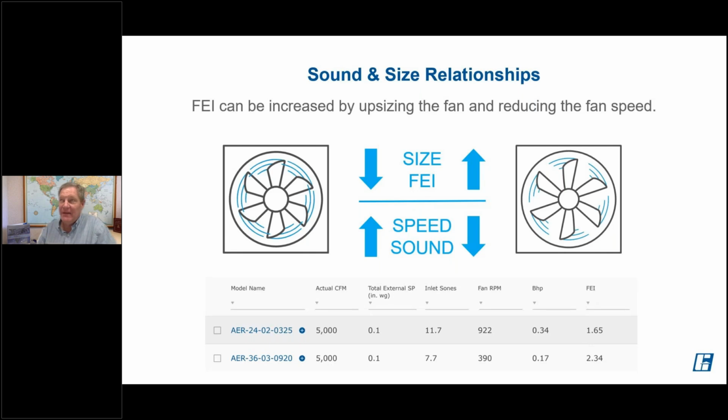I should qualify, you need to be looking at the same fan type. You can't mix an axial fan and a centrifugal fan. That won't necessarily hold up. But if you're comparing two axial fans, or two centrifugal fans, or two inline fans, this is a pretty sound rule of thumb.